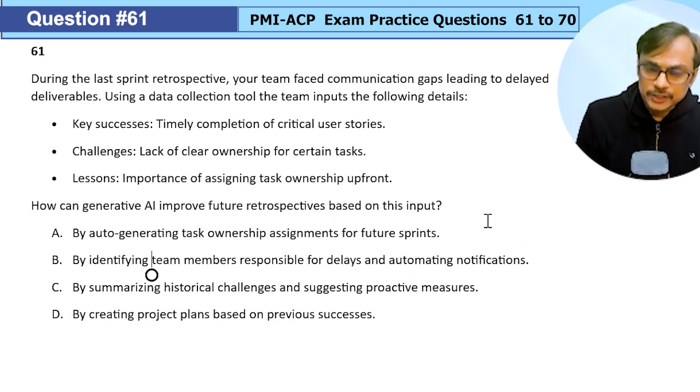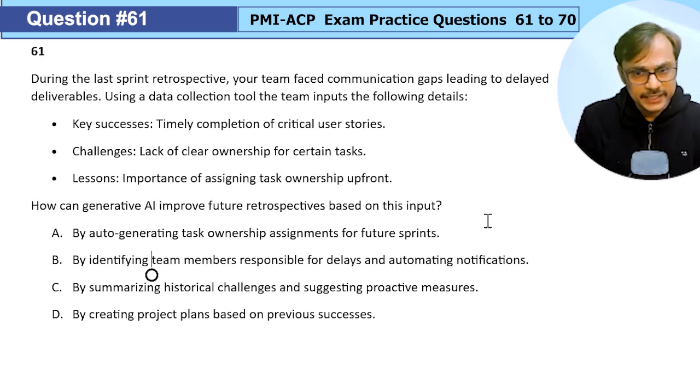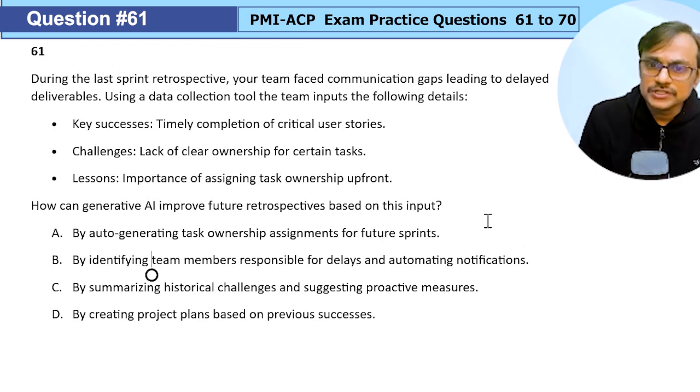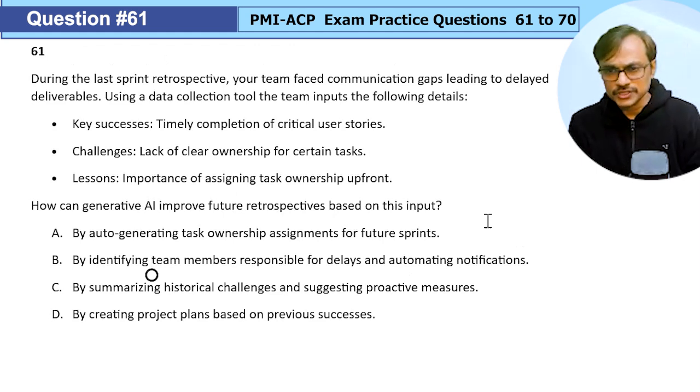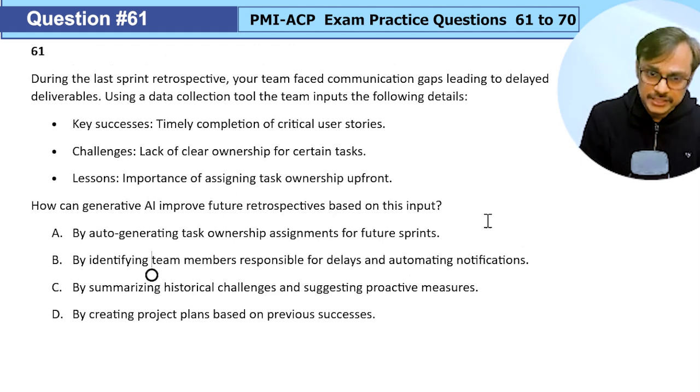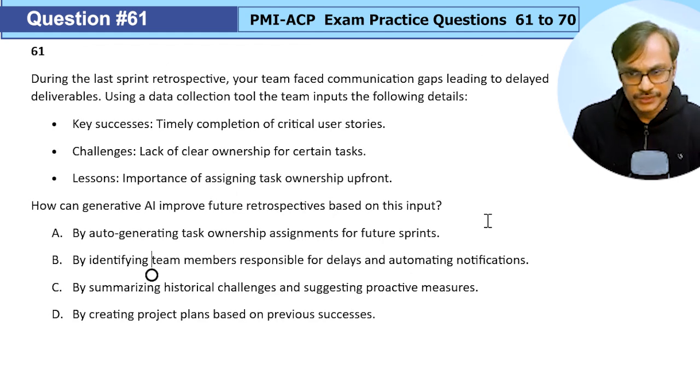During the last sprint retrospective, your team faced communication gaps leading to delayed deliverables. Using a data collection tool, the team inputs the following detail: key successes, timely completion of critical user story; challenges, lack of clear ownership for a certain task; and lesson, importance of assigning task ownership upfront. That is something they picked up. How can a generative AI improve further retrospective based on this input?